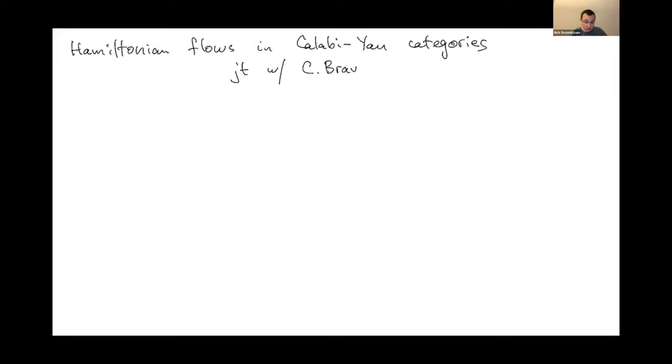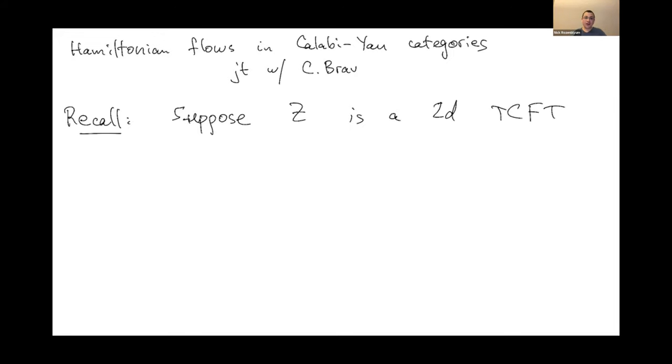So let me remind you, suppose Z is a two-dimensional, I guess I'll call it TCFT. Another name for it is an oriented TQFT. So in this case, the way this works is to every one and two manifold, you assign something. The reason for this conformal is, I'm thinking of the values as chain complexes rather than just vector spaces. So whatever I assign to the circle, it's some chain complex.